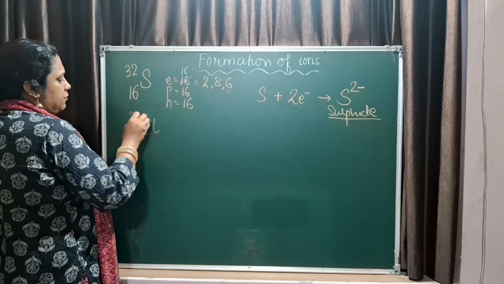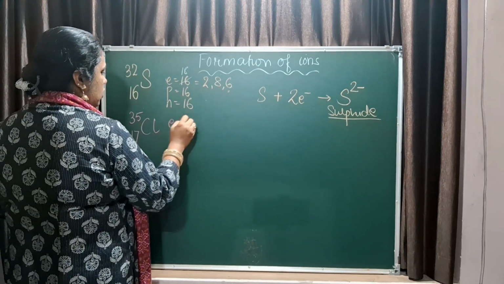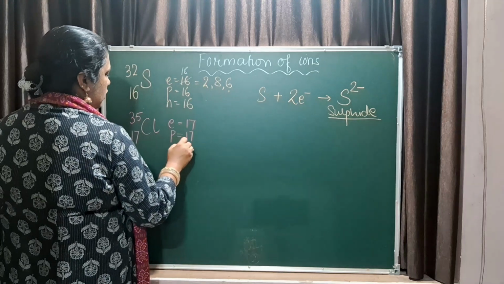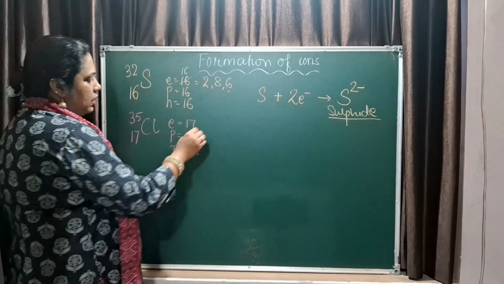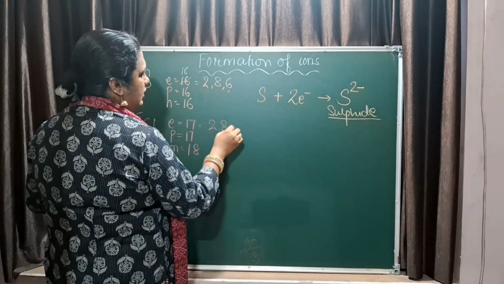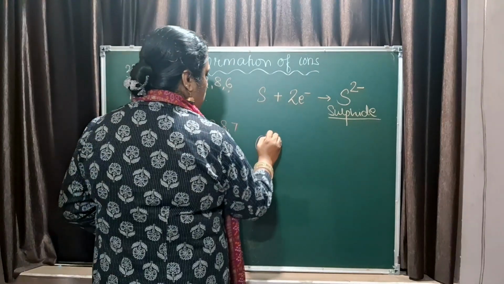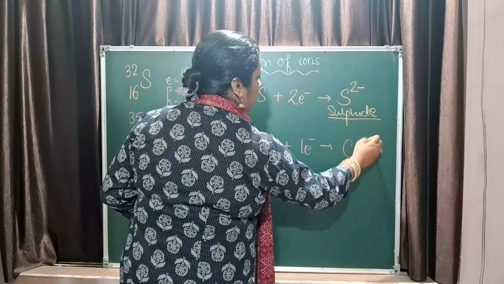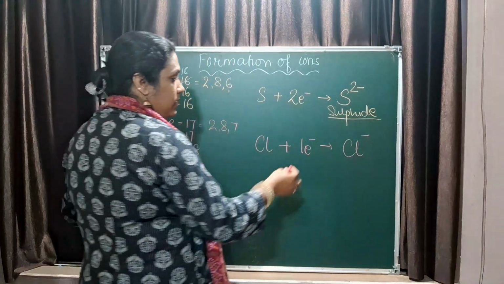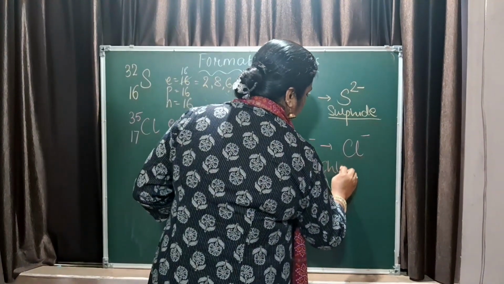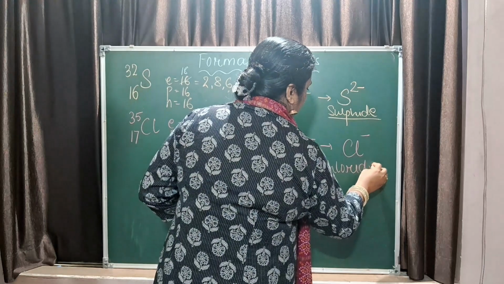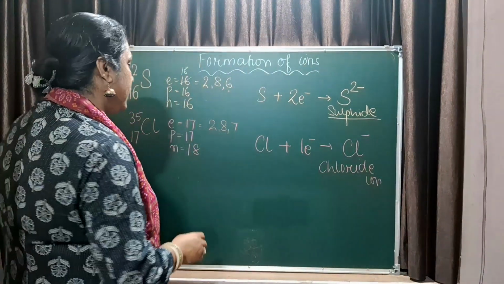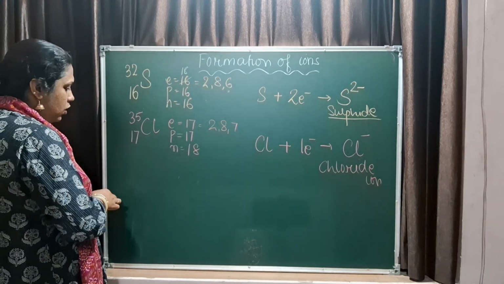After sulfur, you have chlorine. 17 and 35. So electrons 17, protons 17 and neutrons 18. This is 2, 8 and 7. So, it has to gain 1 electron to form a negative ion, that is chloride ion. Chloride ion. Is that clear? Chloride ion. After chlorine, you have argon.